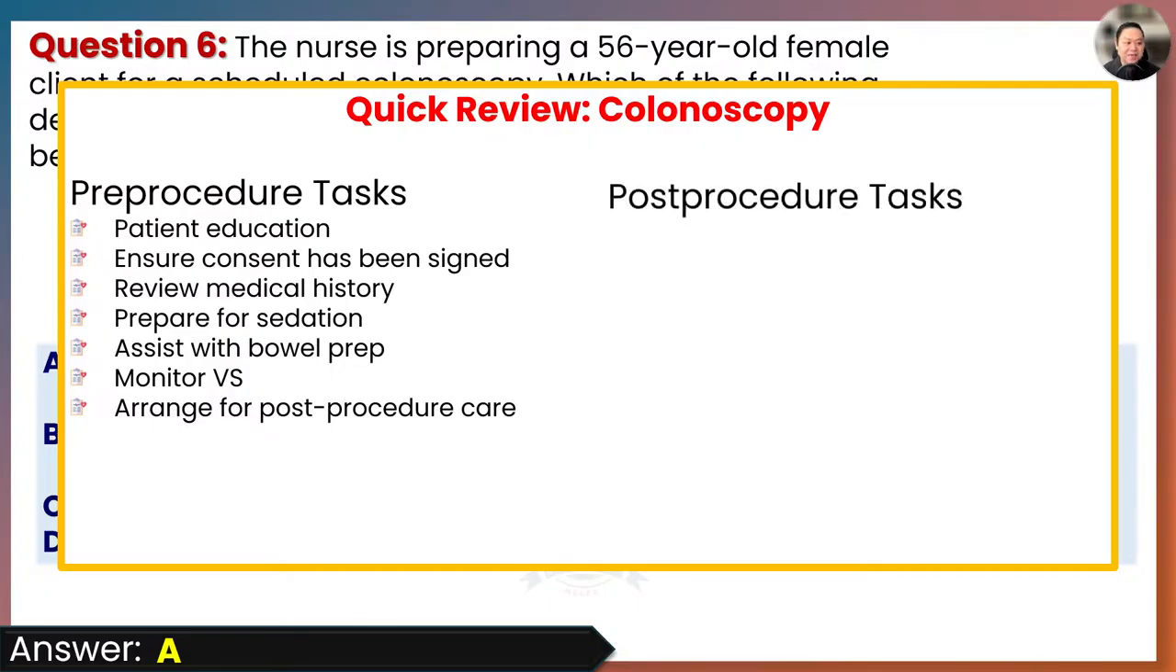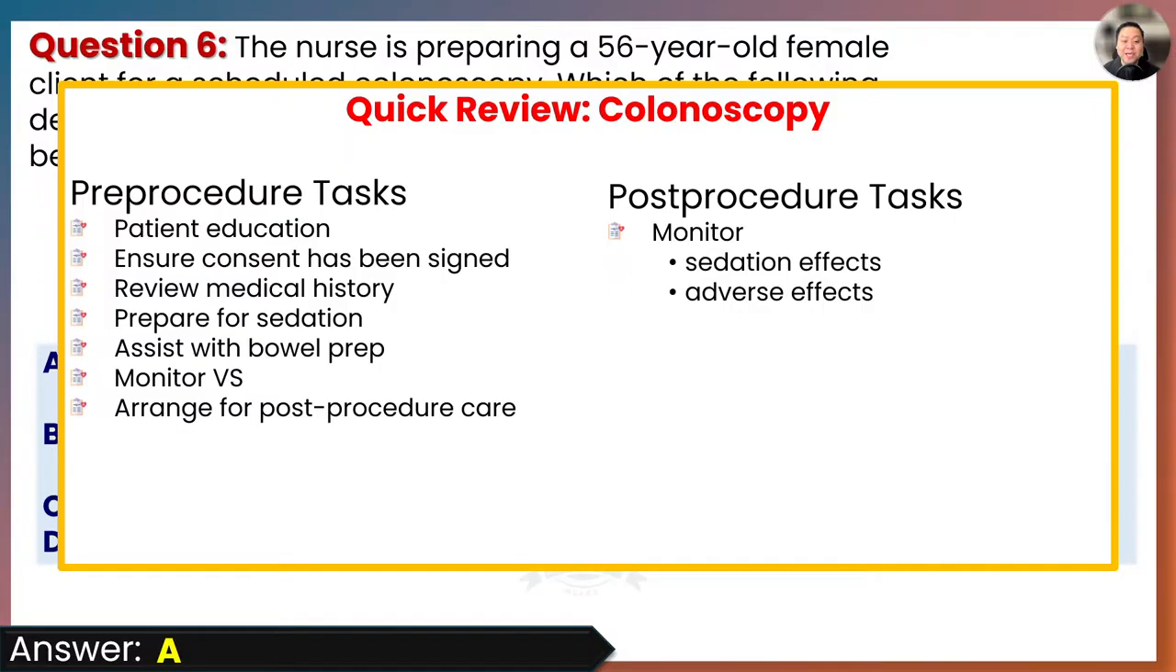And another thing that we need to do, post-procedure task, make sure that you're monitoring the client for the sedative effects of the medication right after when they come back from the procedure. Make sure that they're going to be monitored for the possible adverse effects of the procedure. There are so many things that can potentially happen.